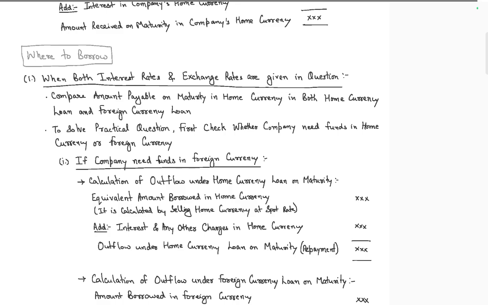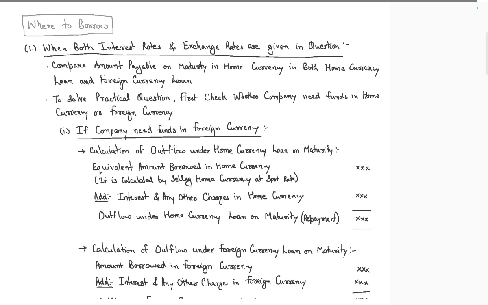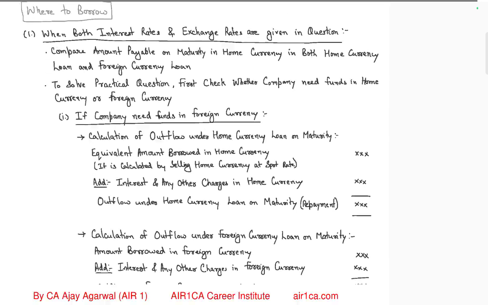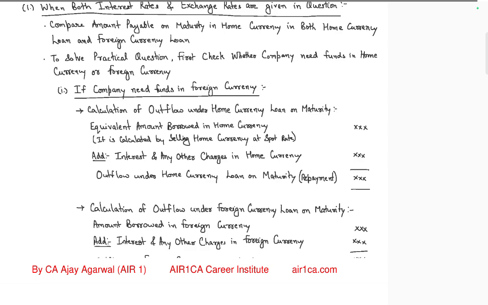Compare the amount payable on maturity in the home country for both the home currency loan and the foreign currency loan. To solve the practical problem, first check whether the company needs funds in the home country. For example, if a company needs funds in foreign currency, calculate the outflow under the home currency loan on maturity. Take the equivalent amount borrowed in home currency, calculate it at the selling price, and add interest and any charges on the home currency to get the outflow of money.